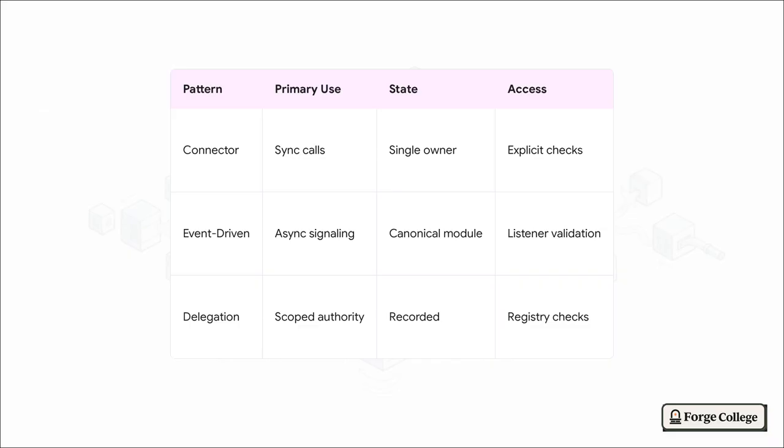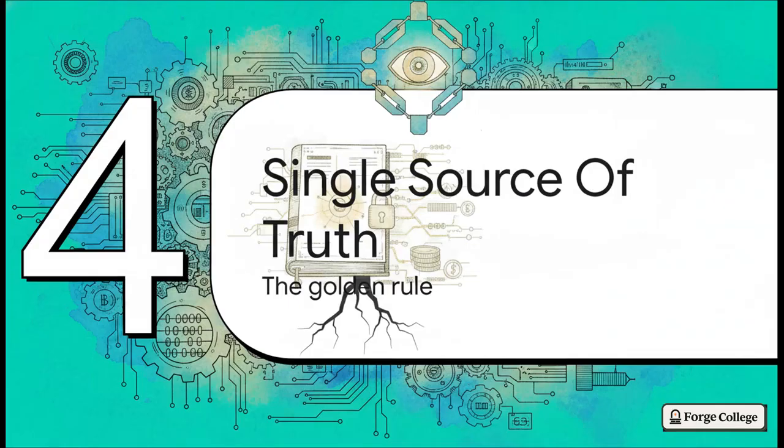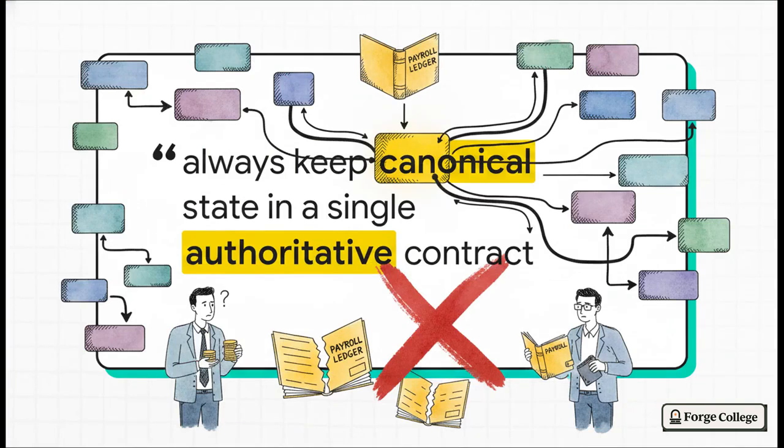It actively checks a registry to verify if someone actually has the temporary or scoped authority to do what they're trying to do. Moving on to Section 4, single source of truth. This is the golden rule, folks. Having a fancy dynamic toolkit is great, but honestly, it is entirely useless if you ignore this one fundamental rule. Always keep canonical state in a single authoritative contract and require connectors to forward requests.